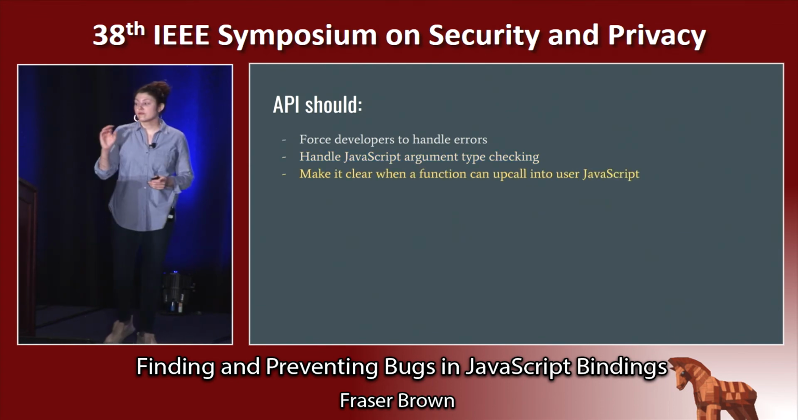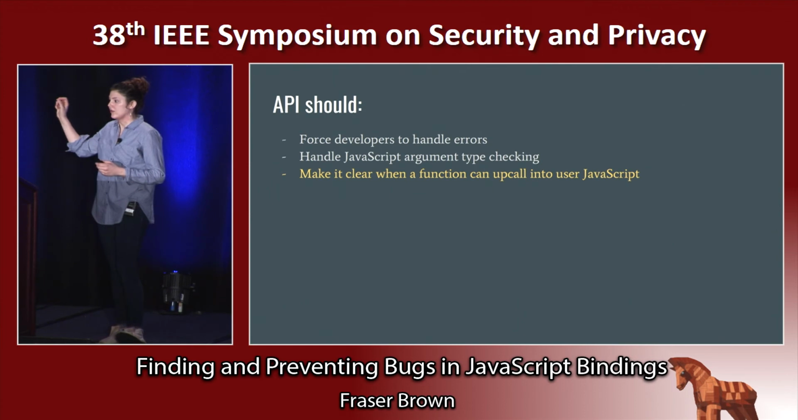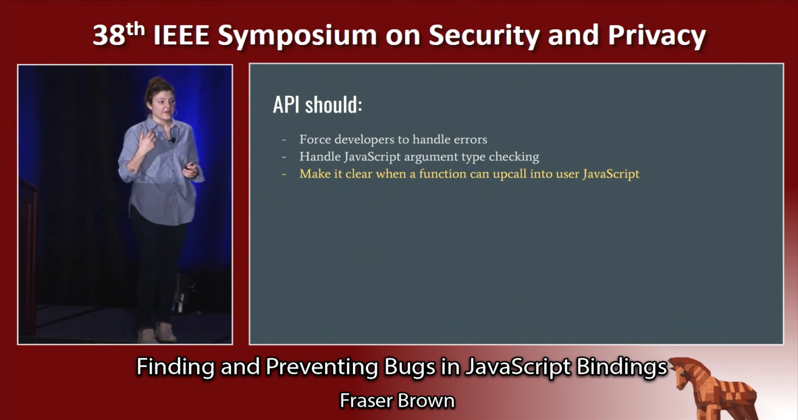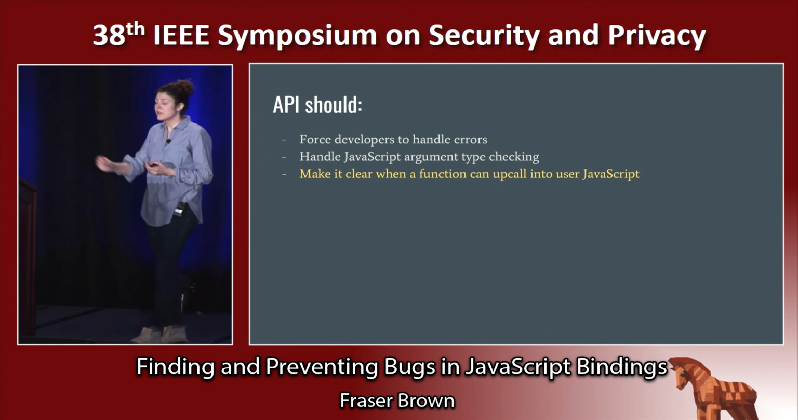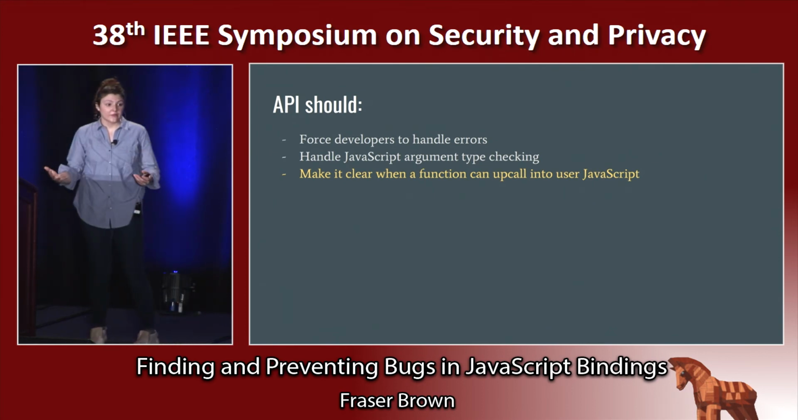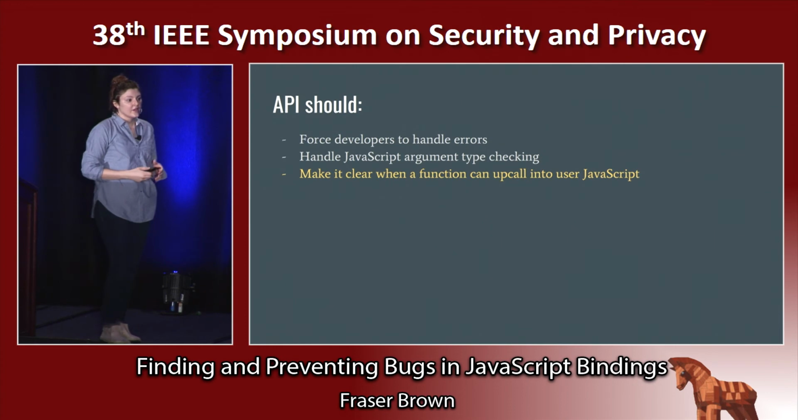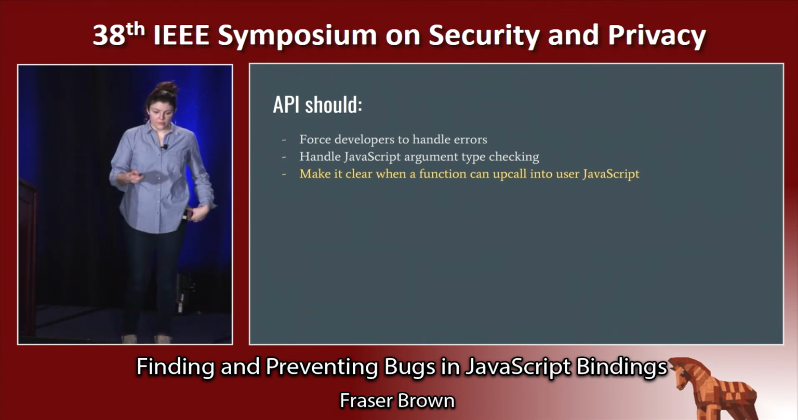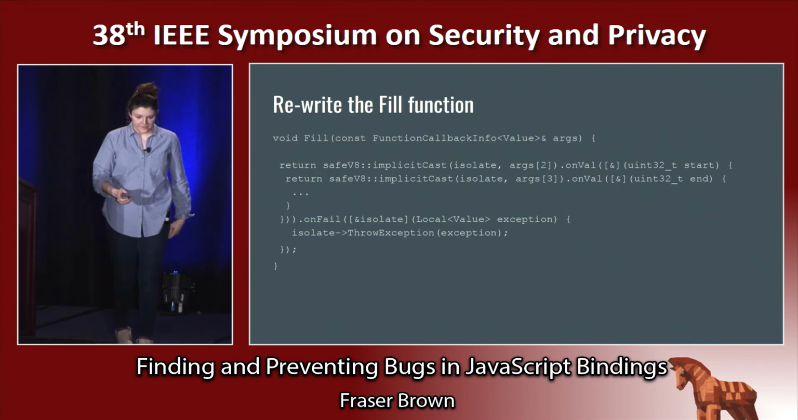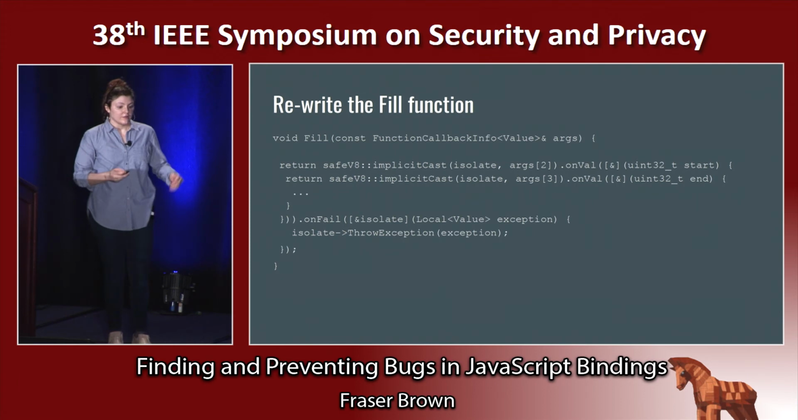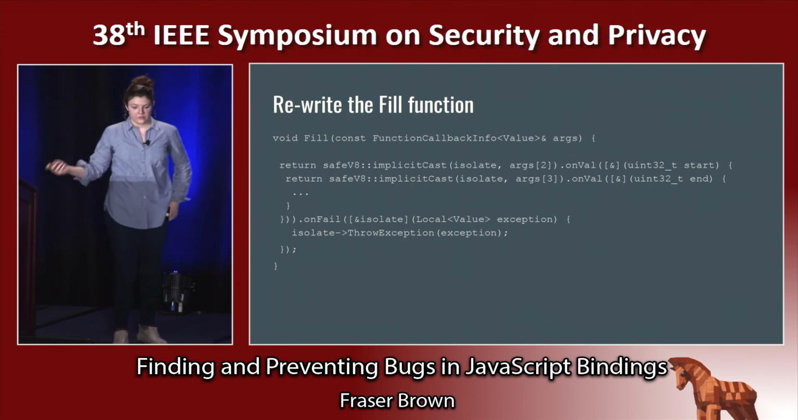Finally, we want to make it really clear when functions can upcall into user JavaScript. So remember that uint32 value function? It was not clear at all, really, that that could call back into JavaScript. Nothing about the name or how it's used suggested that. So we want to make it really clear when functions can do that to try and help developers write more memory-safe code. So this is our rewrite of the fill function, that buffer fill function from before.